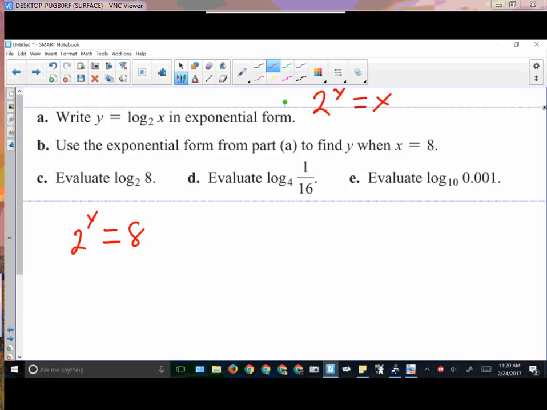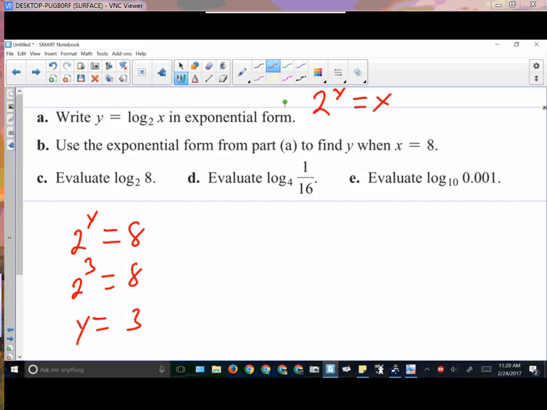Well, how many 2's multiply together to equal 8? Well, 2 times 2 is 4 times 2 is 8. So that means 2 cubed is equal to 8. So y is equal to 3. We want to go and rewrite this back into a form with exponents so that we can see what it's going to be equal to.